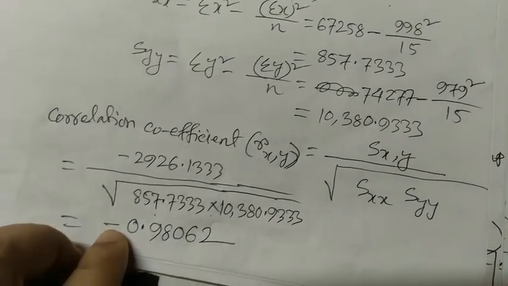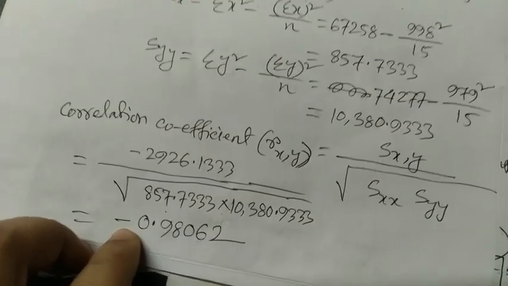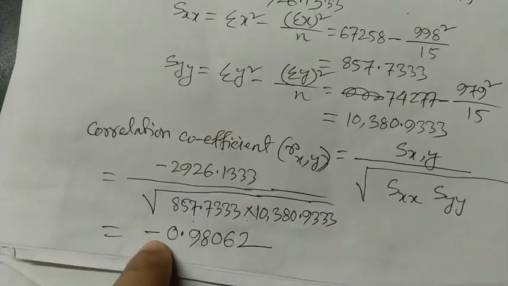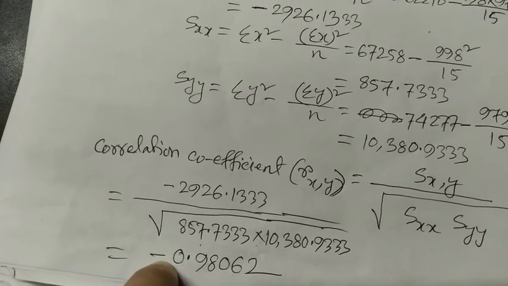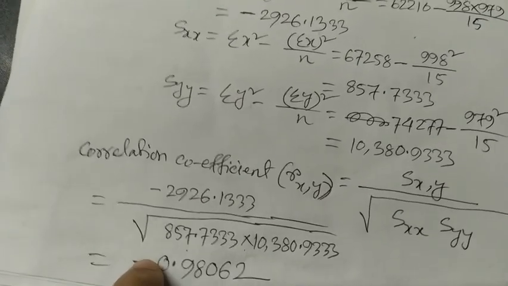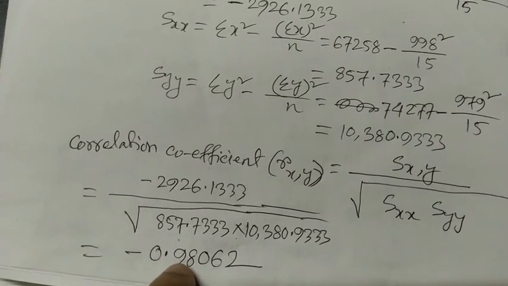Here you can see the relationship is negative. That means there is an opposite relationship between x and y. From the sign you can understand there is an opposite relation. Negative means there is an opposite relationship between x and y. So let us turn over the page.